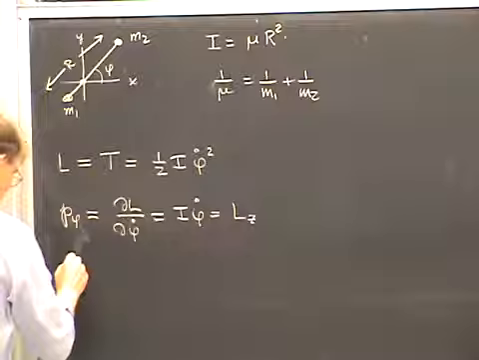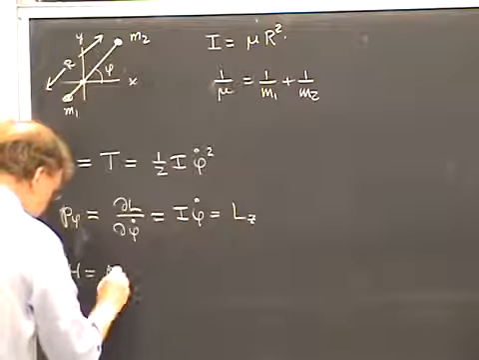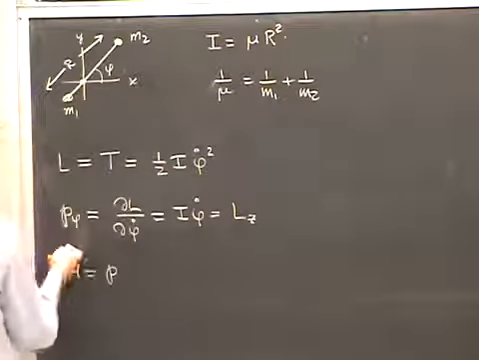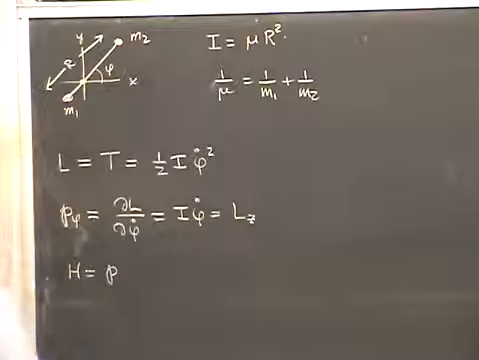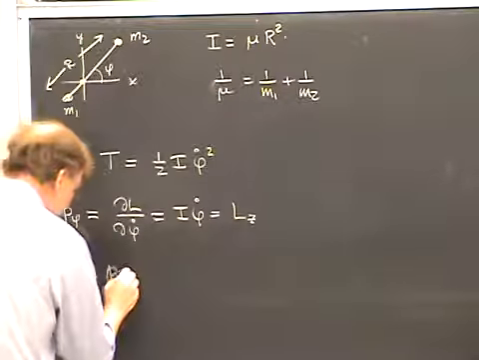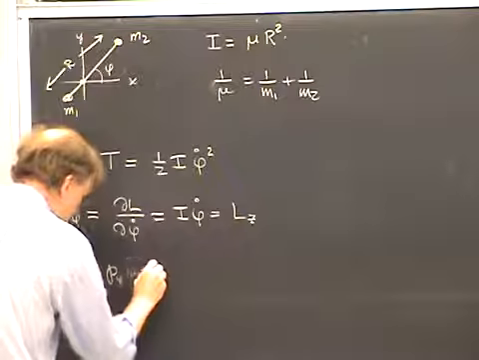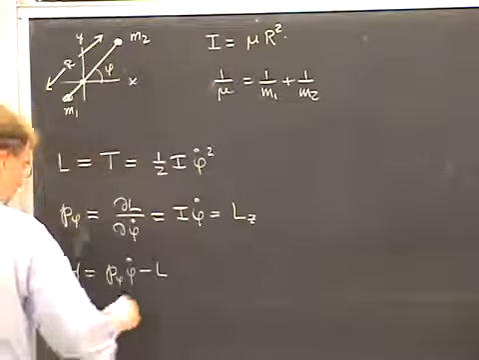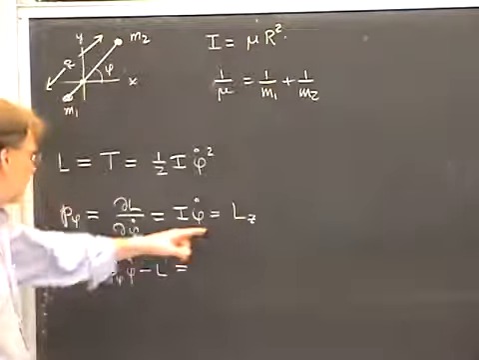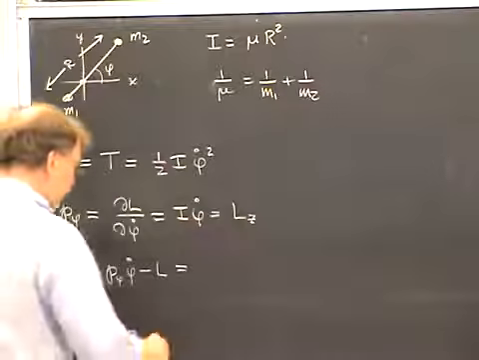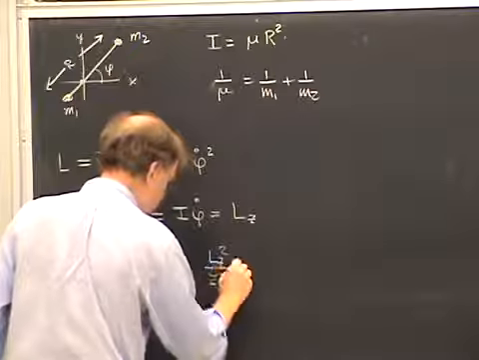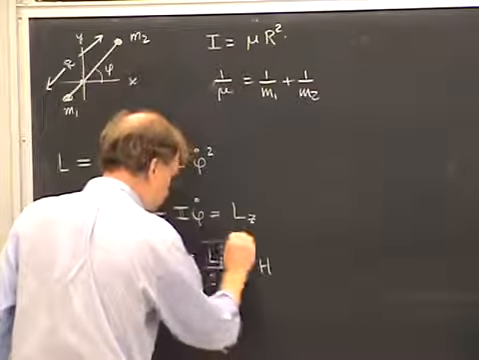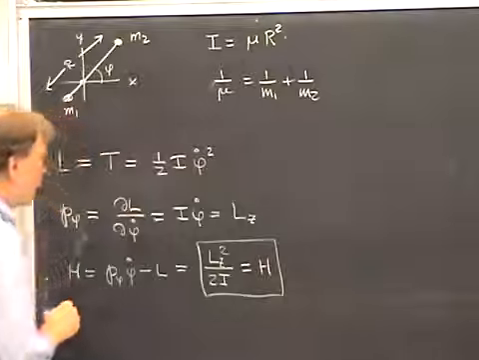All right. And then the Hamiltonian is equal to, so P phi, the momentum conjugate to phi, is the same thing as the z component of angular momentum. Then the classical Hamiltonian is P phi times phi dot minus the Lagrangian. And if you work this out, you want to express it in terms of LZ, not in terms of phi dot. You get LZ squared divided by twice the moment of inertia. So I'll just write this again and put a box around it because this is the classical Hamiltonian.